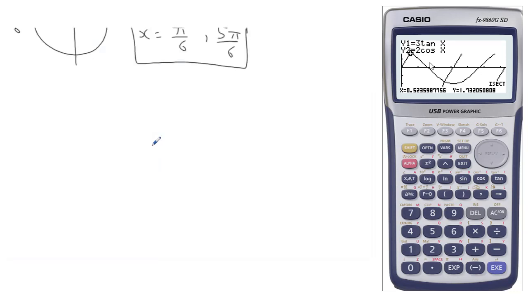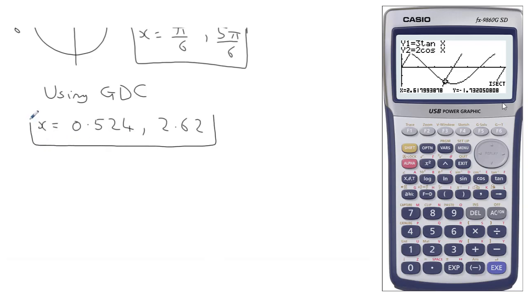So using GDC, like I said, you could draw a sketch, but I'm not going to. I've covered that in previous bits. So x equals 0.524. So that's the first intersection. Go across to the second one using the arrow. That is 2.617, so 2.62.